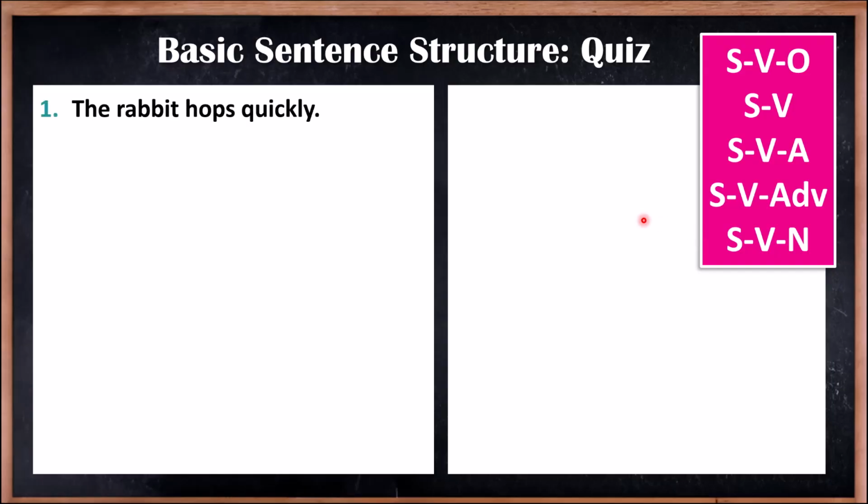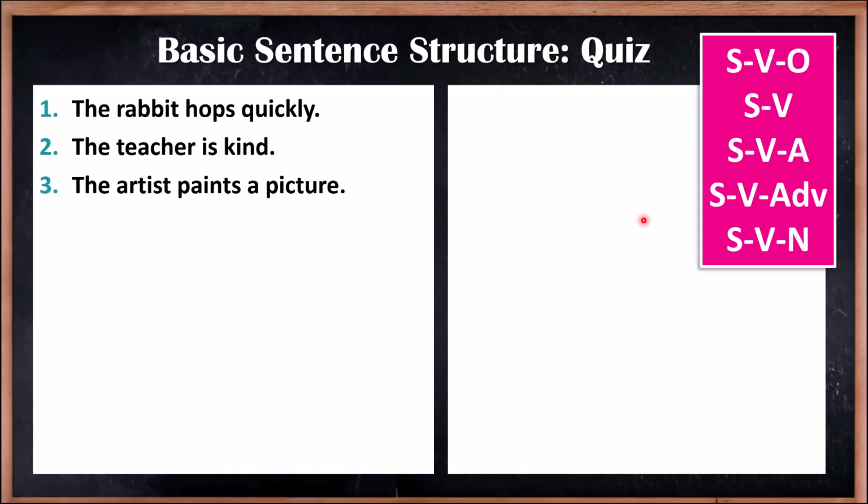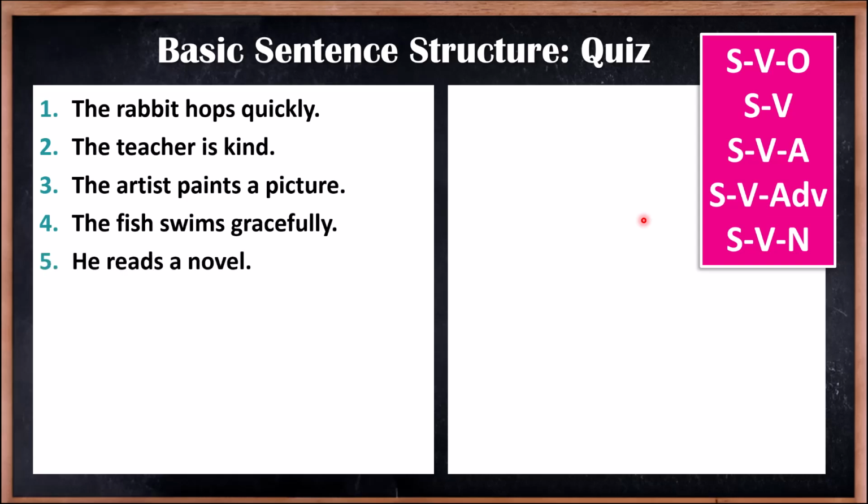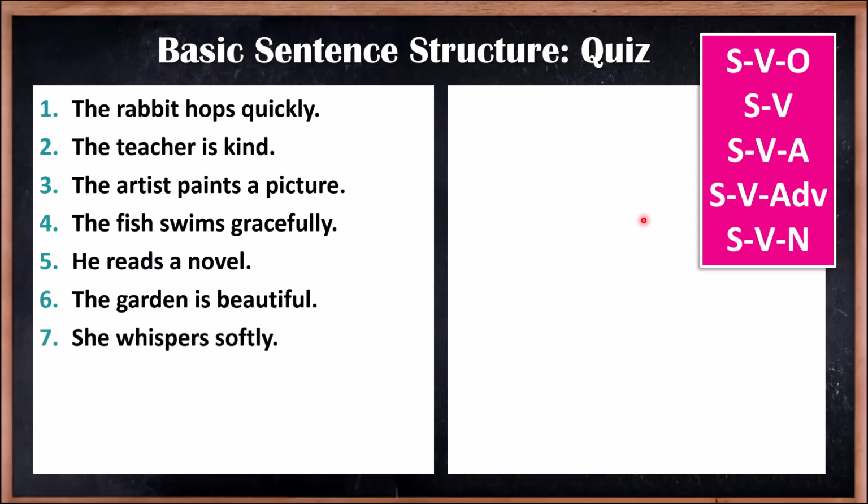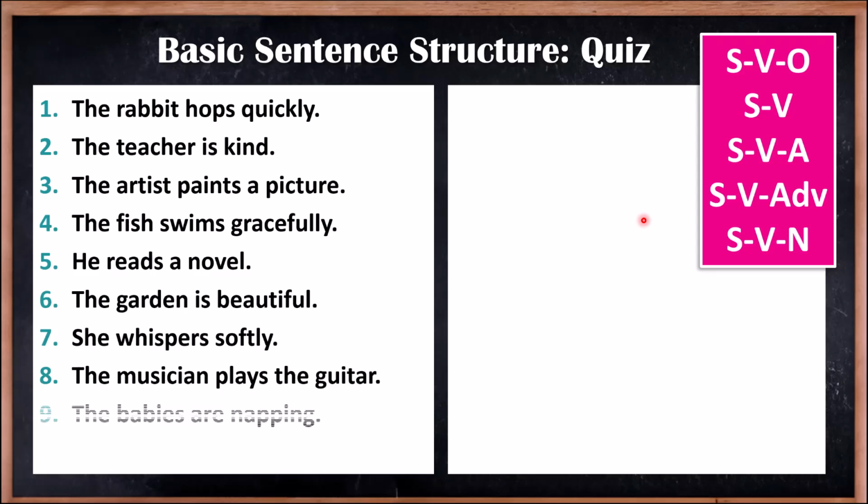The rabbit hops quickly. The teacher is kind. The artist paints a picture. The fish swims gracefully. He reads a novel. The garden is beautiful. She whispers softly. The musician plays the guitar. The babies are napping. He is a firefighter.